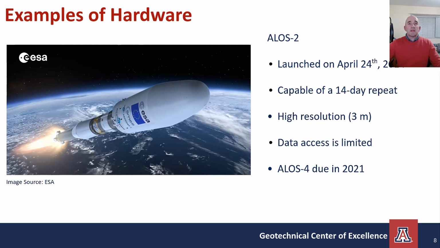ALOS-2 is a Japanese L-band mission launched in April 2014, capable of a 14-day repeat. It offers high-resolution data but lower precision displacement results due to the nature of its longer wavelength, which we'll talk more about in a future lecture. Getting data can be a little tricky. Lots of the satellite's time is set aside for scientific purposes and Japanese national interests.